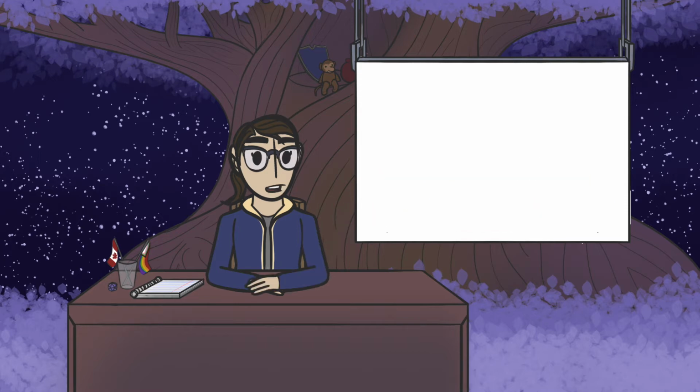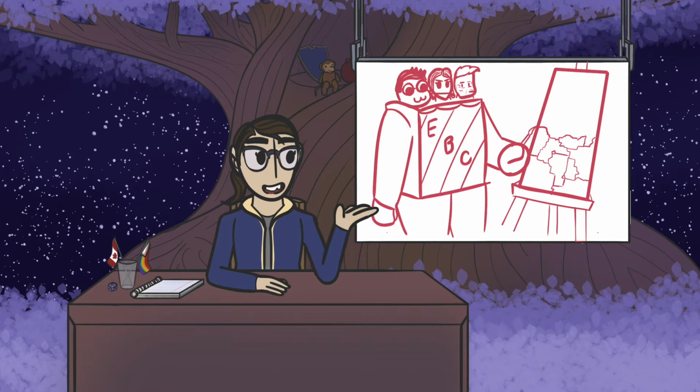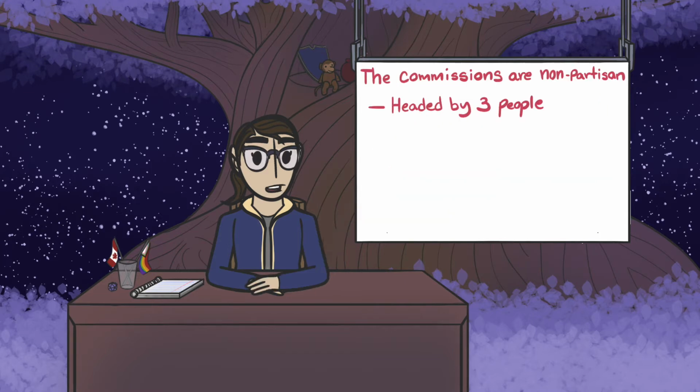Once each province has been allocated its number of seats, the designing and location of the ridings is made the responsibility of special electoral boundary commissions. Each province has a commission, and they are the ones who draw the lines between districts. Each commission is headed by 3 people who are theoretically non-partisan.